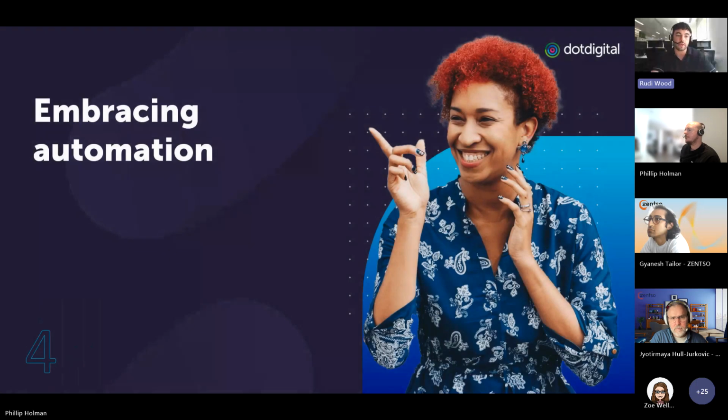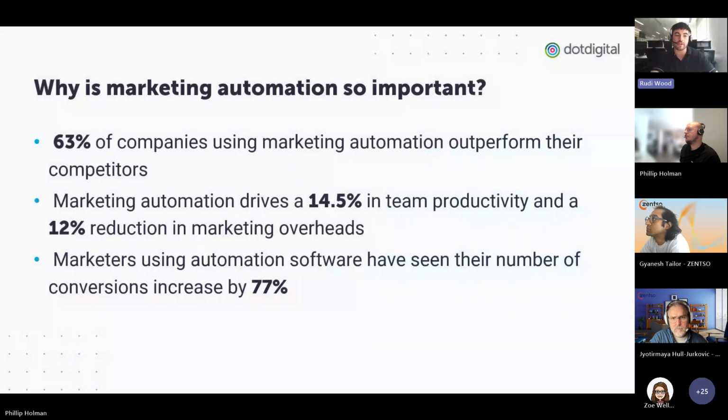From there, looking at automation, I know mentioned by Josie a little bit, but really this is where you can take it to the next step. You can have your content personalized, but how can we automate it? 63% of companies using marketing automation platforms outperform their competitors. And another really key metric is marketers using automation flow software have seen their number of conversions increase by up to 77% as well.